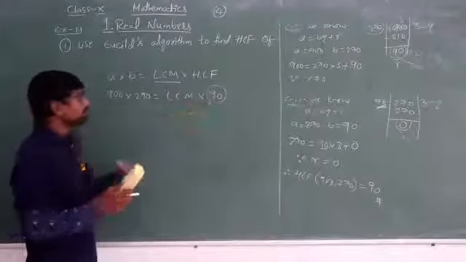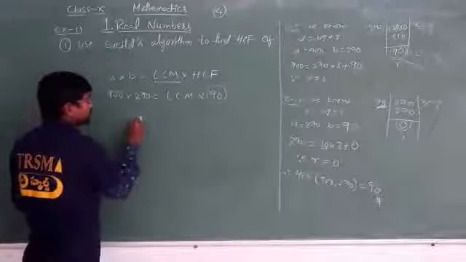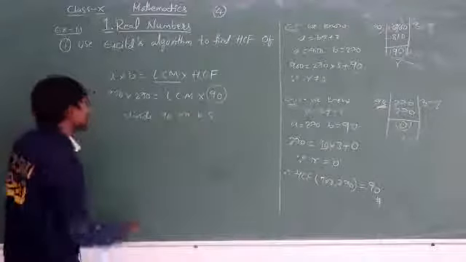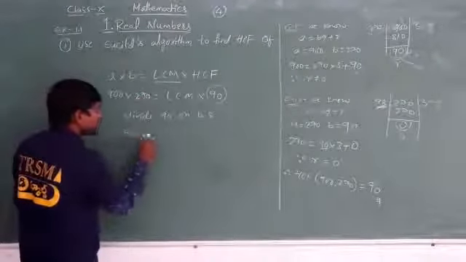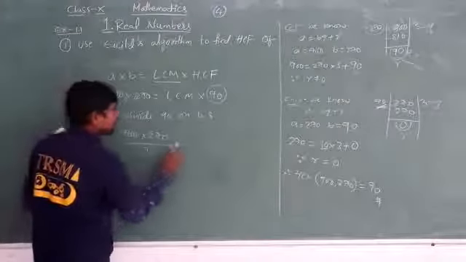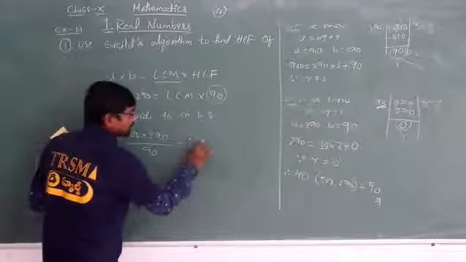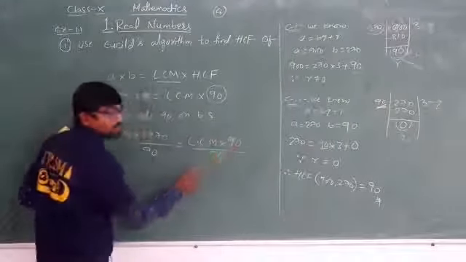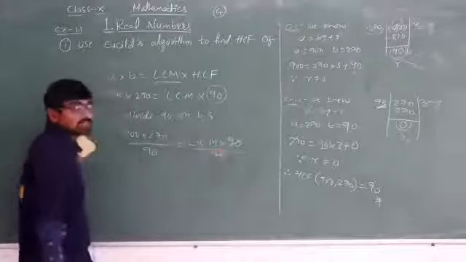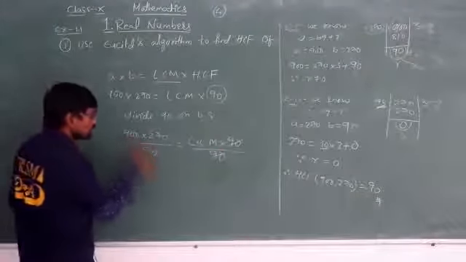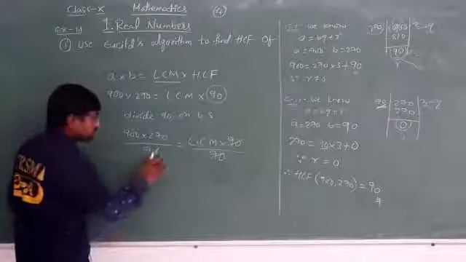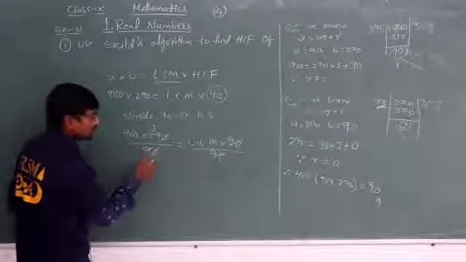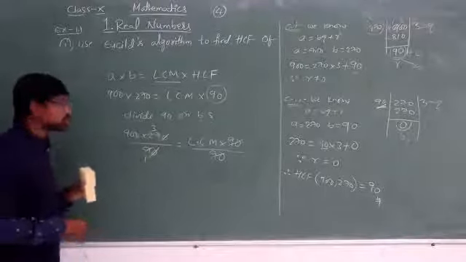To cancel this, what I will do is divide by 90 on both sides. So it will become 900 into 270 divided by 90 is equal to LCM into 90 divided by 90. So when 90 is divided by 90, it is cancelled to one. On cancelling these values, 0 and 0 will be cancelled. 9 ones are 9, 9 threes are 27, it means 90 ones are 90 and 90 threes are 270 will be getting.